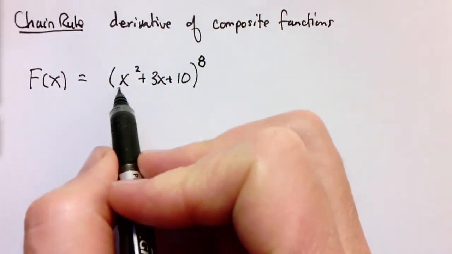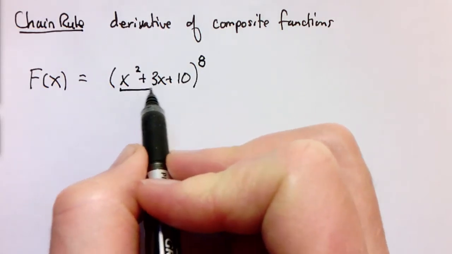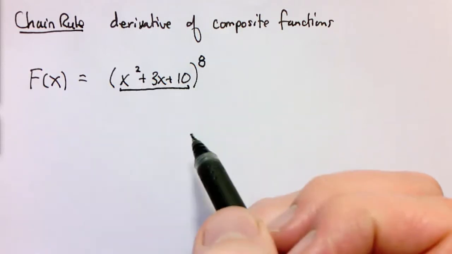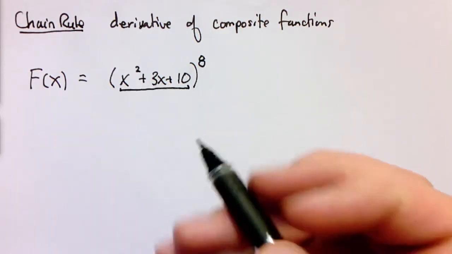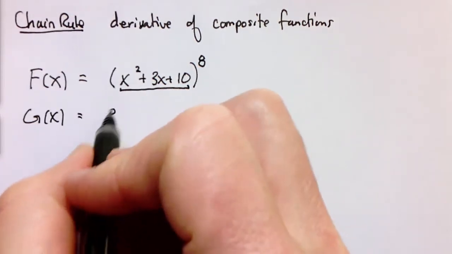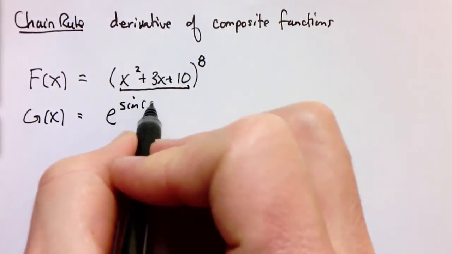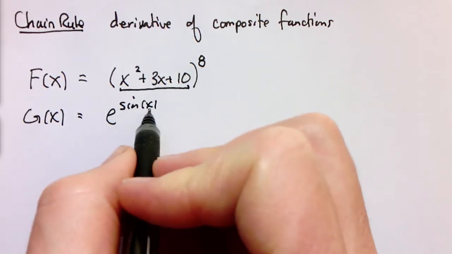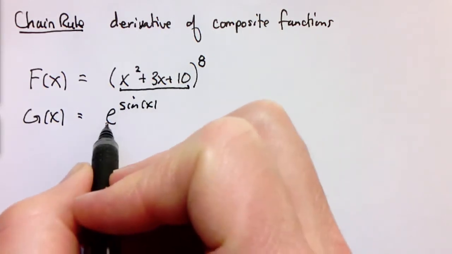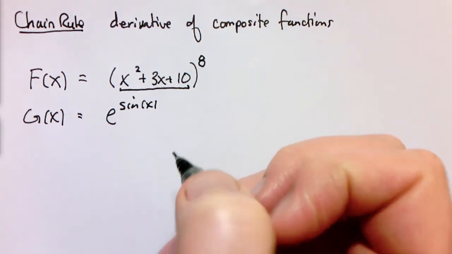So I'm really doing two separate things here. I'm evaluating this quadratic, we could call that the inside function, followed by another function raising something to the 8th power. Some other examples would be e raised to the sine of x. So we're going to start with sine of x, that's our inside function, or the innermost function, and then we're going to follow that by doing an exponential.